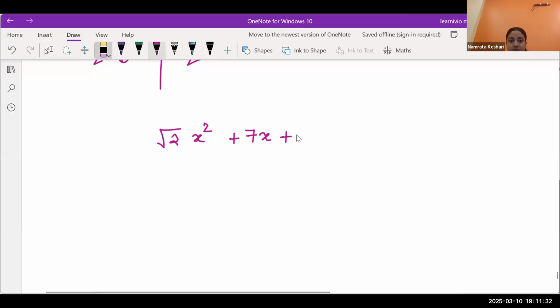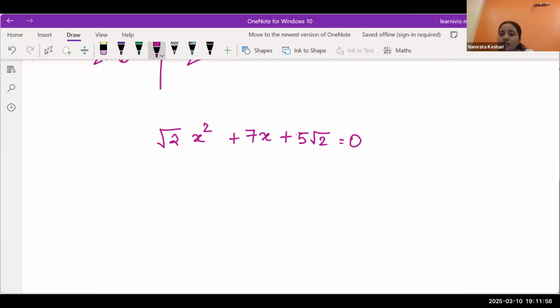So the question is root 2 x square plus 7x plus 5 root 2 is equal to 0. Here also we will do the factorization and we are going to find the solution of the given quadratic equation. The way we have obtained the solution previously, similarly, we will be doing the solution over here. We will be discussing how to deal with these root numbers.